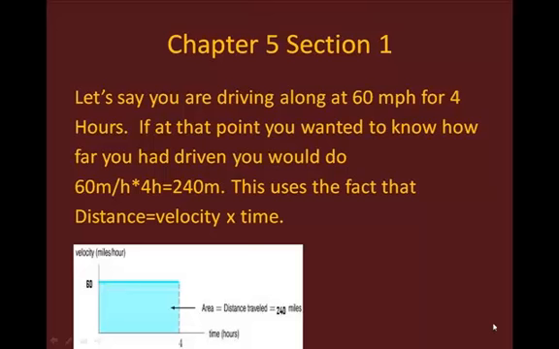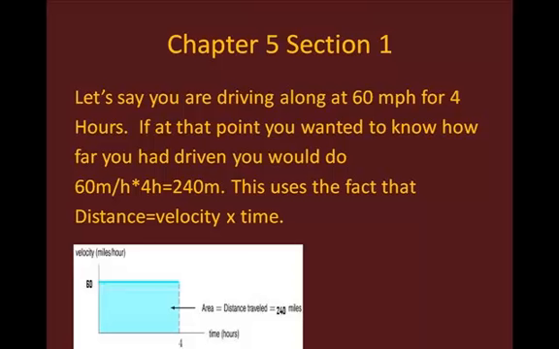Chapter 5, Section 1. In this section, we'll be looking at accumulated change. So let's say you're driving along in your car at 60 miles per hour for 4 hours. If at that point you wanted to know how far you had driven, you would simply multiply your miles per hour, which is 60, times the number of hours you had driven, 4, and you would know that you had traveled 240 miles.